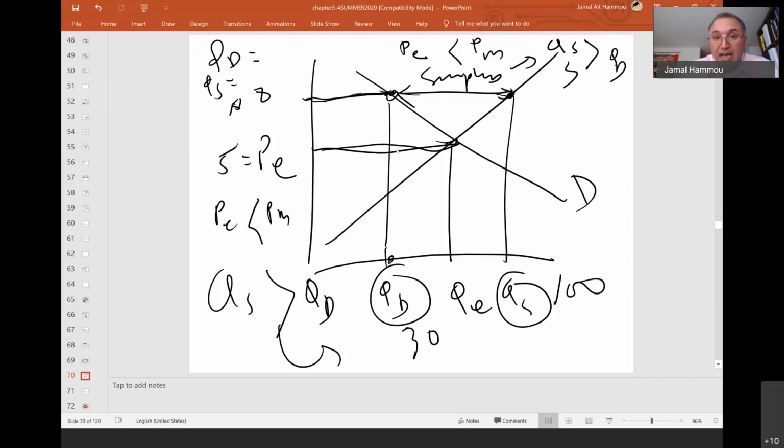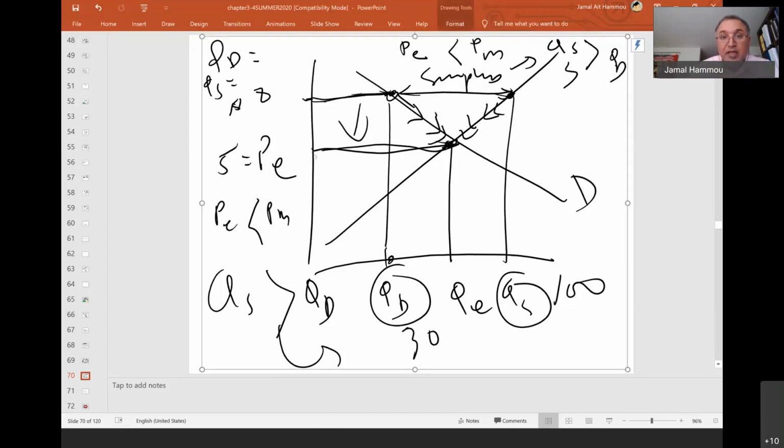So what happens is that I have to start decreasing the price. When I start decreasing the price, more people will be buying it. I also decrease my production till I get to the equilibrium. That's the law of supply and demand. Okay, so if the price is above the equilibrium, we call it surplus.